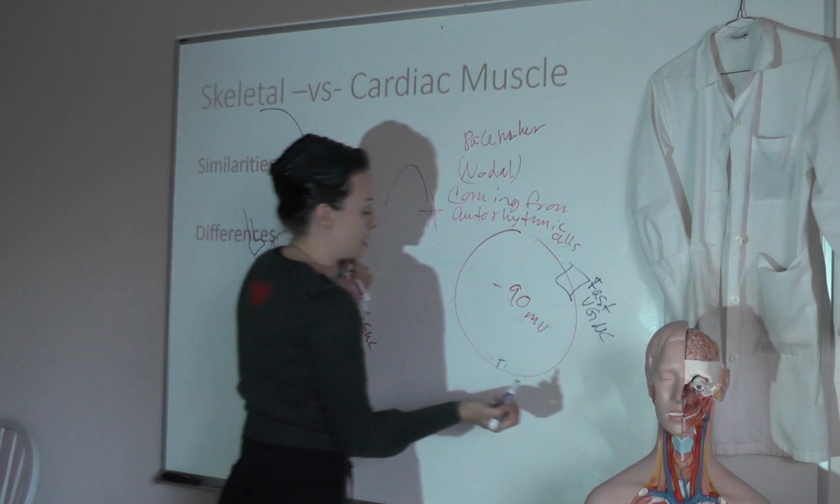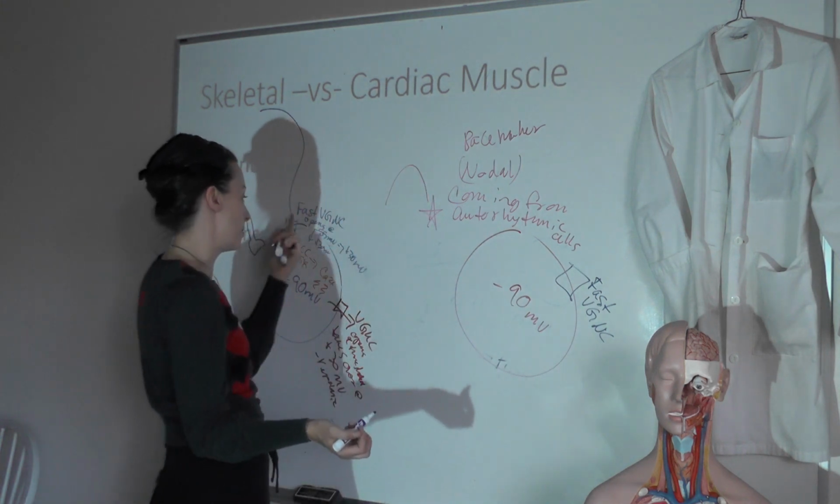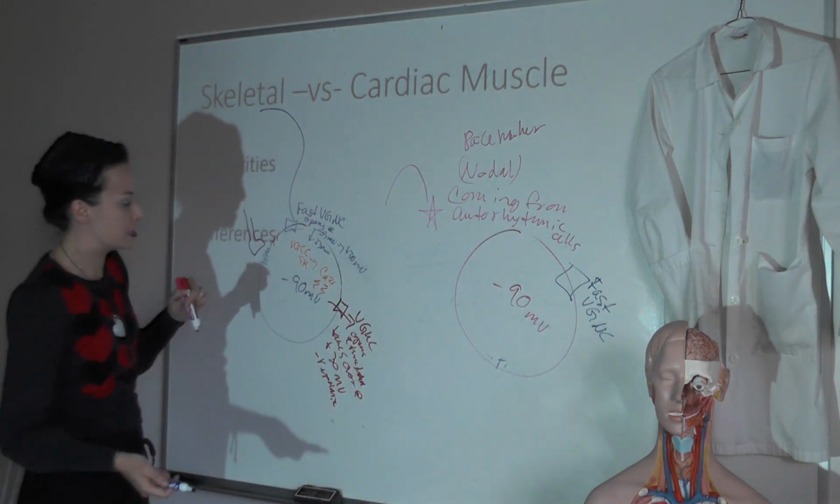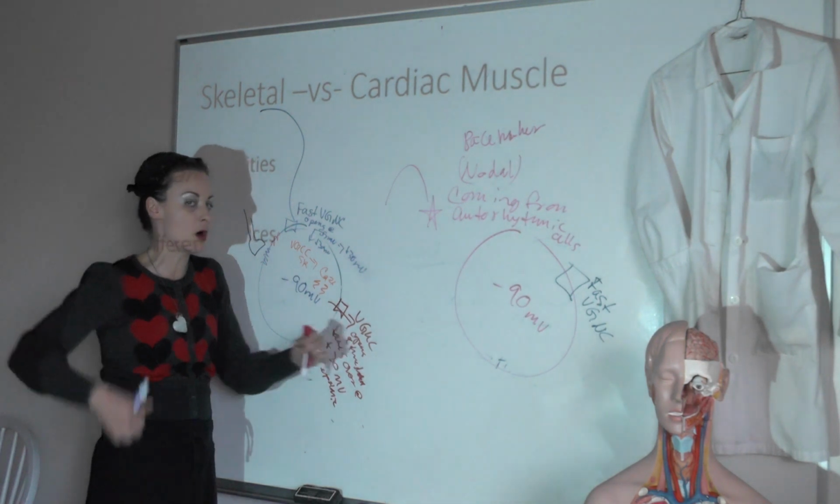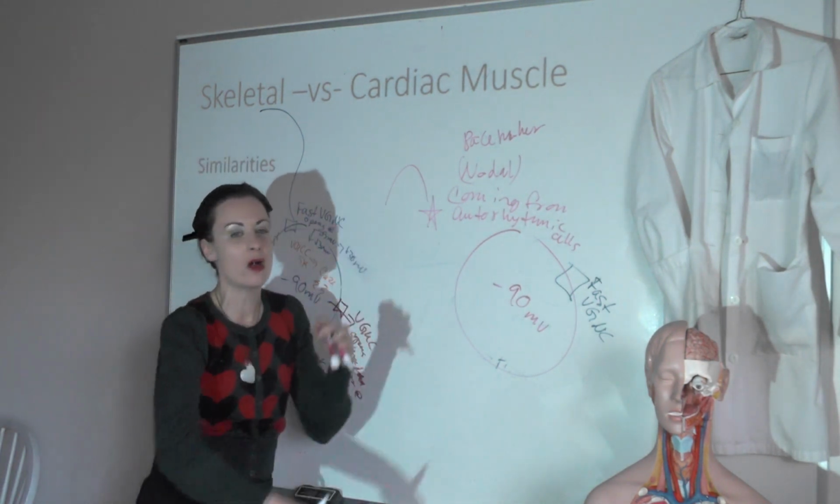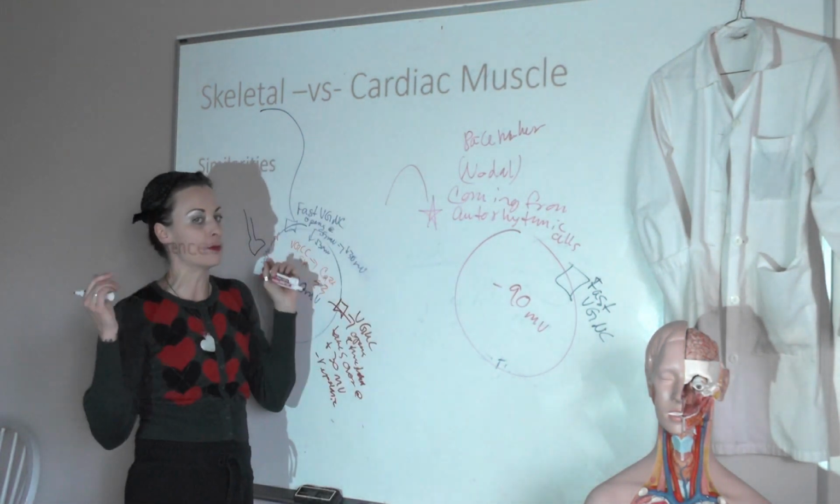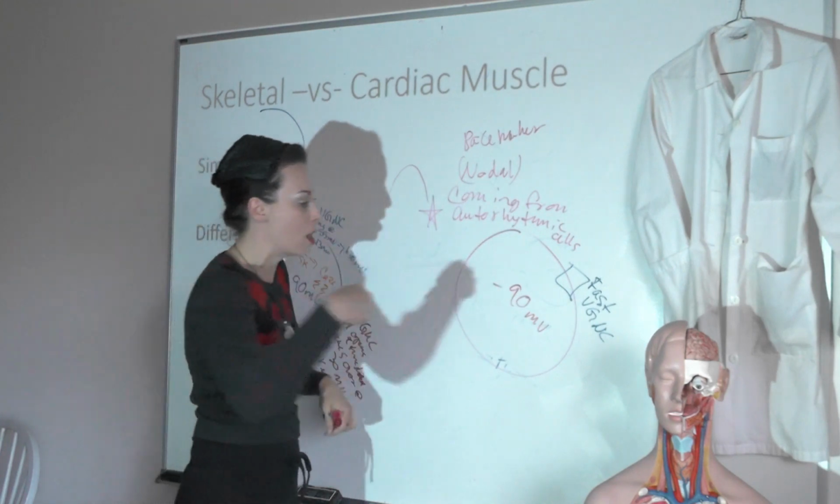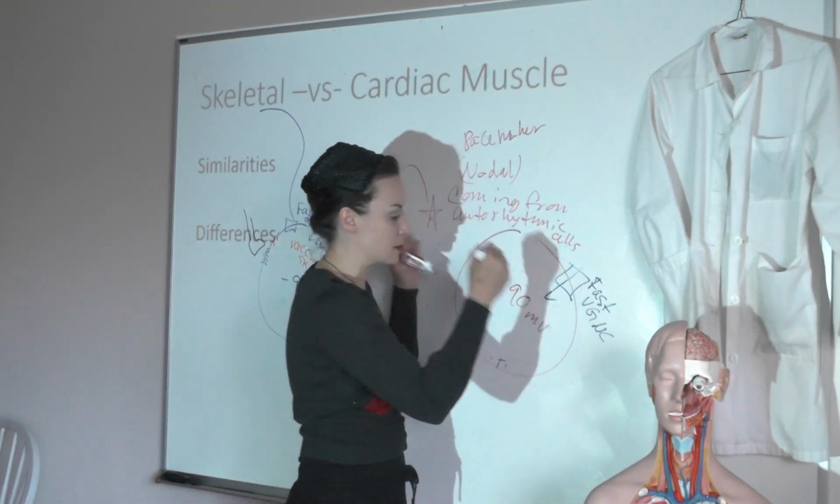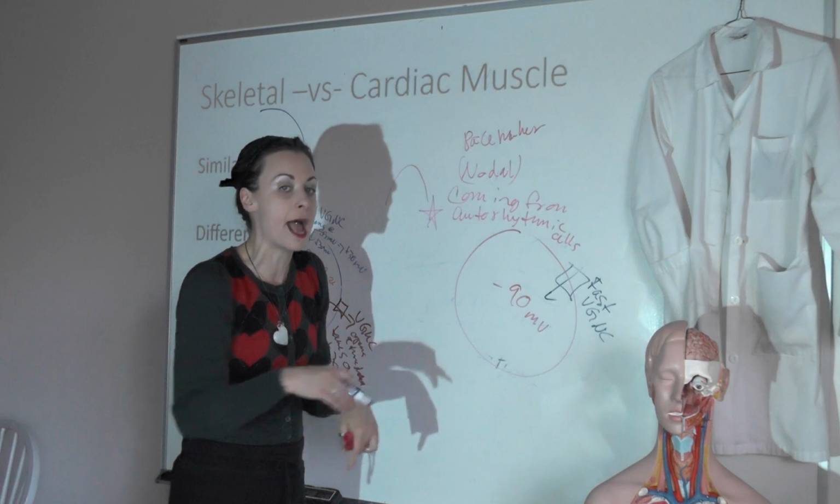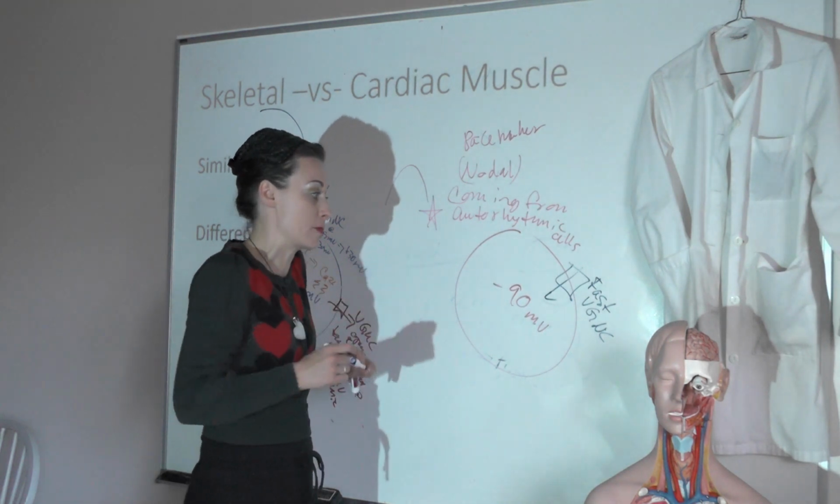If you want to know what it does, I'll sum it up again really quickly, but I'm not going to write it again. It opens at threshold, which is negative 55 millivolts. Sodium rushes into the cell, depolarizing the cell to positive 30 millivolts, its equilibrium potential, and then that is going to close the channel. It's going to inactivate. We're going to enter an absolute refractory period.